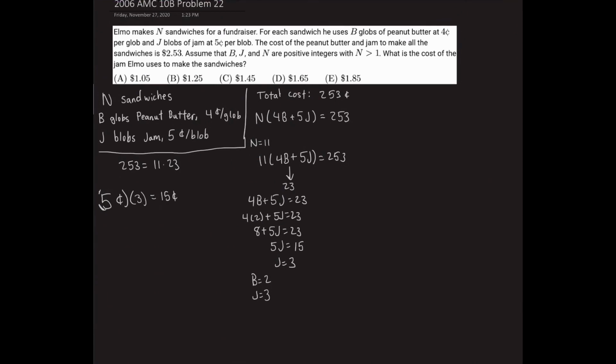And we know we have N sandwiches, and we calculated N and got N is equal to 11. And so we can multiply 15 by 11. Once again, the 5 cents is how much each blob of jam costs, 3 is the number of blobs that we apply on each sandwich, and 11 is the total number of sandwiches. So this should amount to the total cost of the jam that we use. So it's 165 cents, and so $1.65 is our answer.